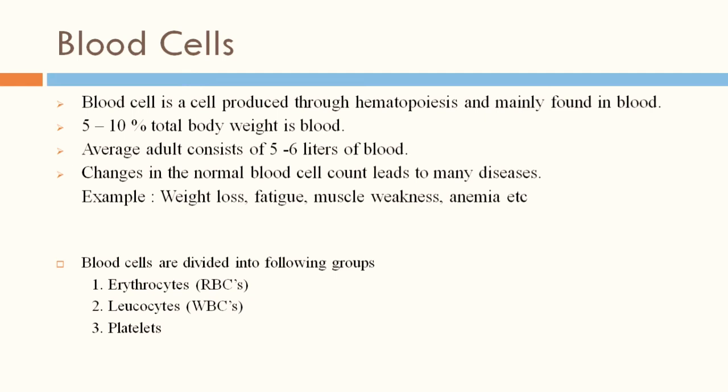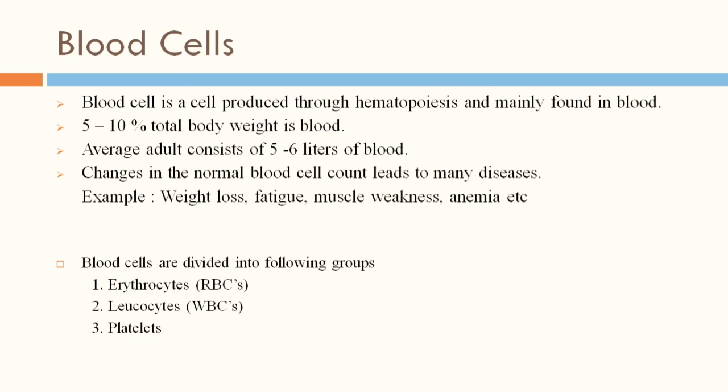Now start with blood cell. A blood cell is a cell produced through hematopoiesis and mainly found in blood. Hematopoiesis is the process of production of blood cells. As already told, 5 to 10% of the total body weight is blood, and the average adult has 5 to 6 liters of blood. If there is any change in the normal blood cell count, that leads to many diseases, for example weight loss, fatigue, muscle weakness, anemia, etc.